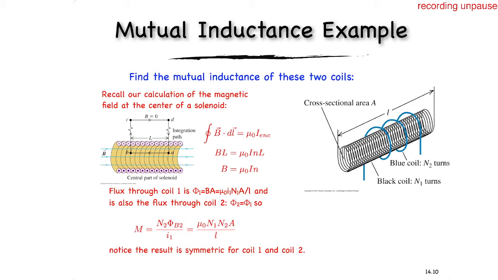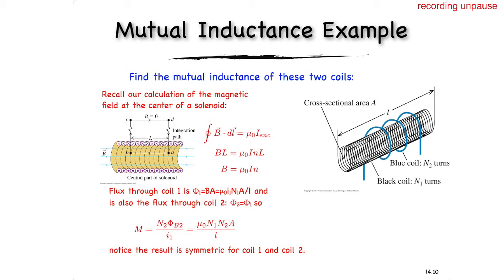So the mutual induction shouldn't depend on the current, right? Because it factored out the current. It was all the geometric factors that related how much overlap there was in the flux of the two circuits. And it should be symmetric between coils 1 and 2. Because we said whatever mutual induction is from coil 1 to coil 2 is the same as from coil 2 to coil 1. So if we swap the 1s and 2s, we should get the same result. And we do. Bella?